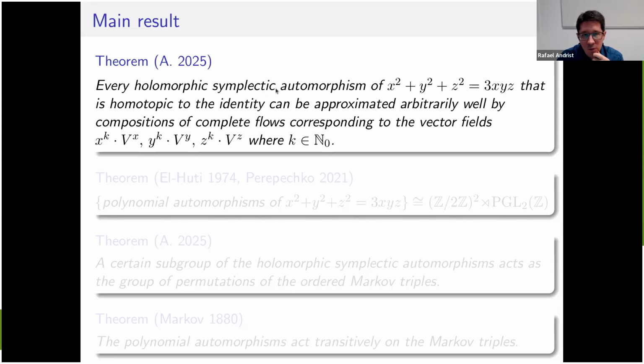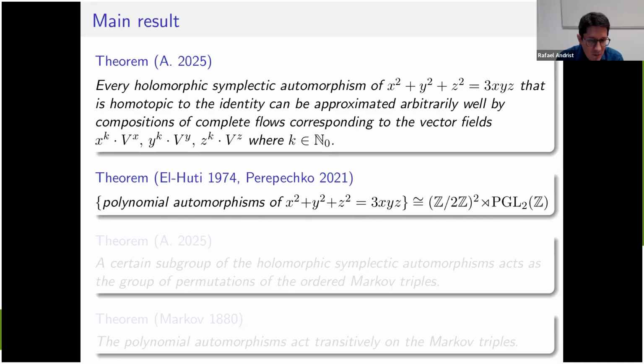And every holomorphic symplectic automorphism of the Markov surface that is path connected, C1 path connected to be precise, to the identity inside the automorphism group, can be approximated arbitrarily well by certain automorphisms that arise as flows from these three types of vector fields that we had before. So in some sense, they are the building blocks. They are not generators in a group theoretic sense, because we have to take limits, right? But let's say if you consider it as a topological group where you are allowed to take limits, they will generate.